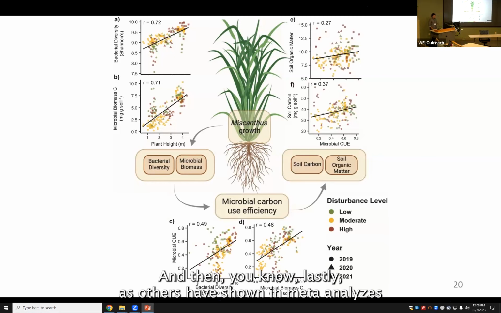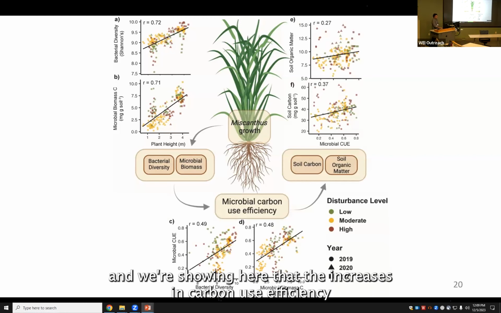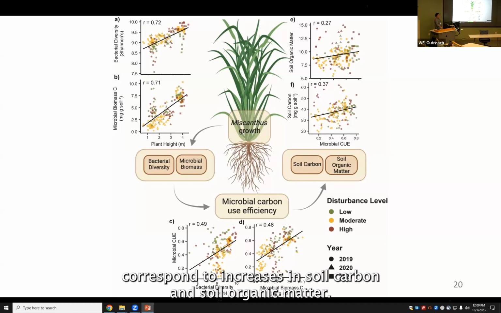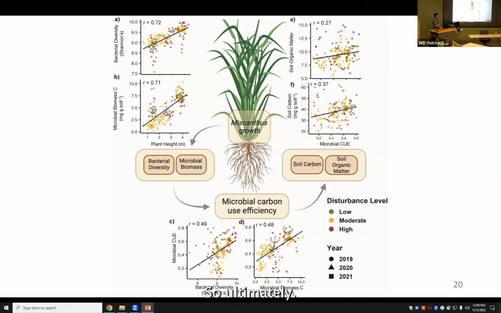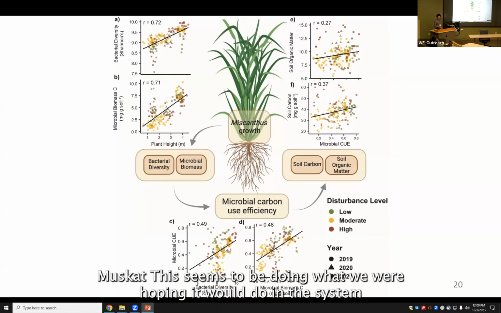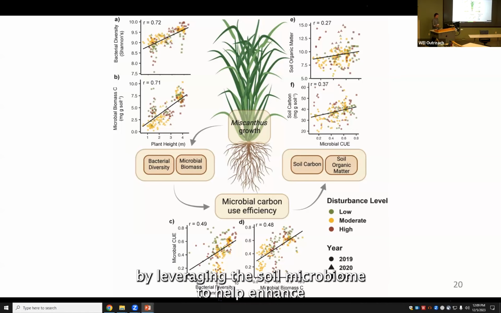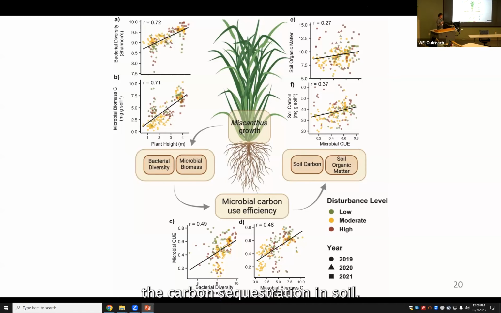And then, lastly, as others have shown in meta-analyses, and we're showing here, the increases in carbon use efficiency correspond to increases in soil carbon and soil organic matter. So ultimately, Miscanthus seems to be doing what we were hoping it would do in the system by leveraging the soil microbiome to help enhance the carbon sequestration in soil.